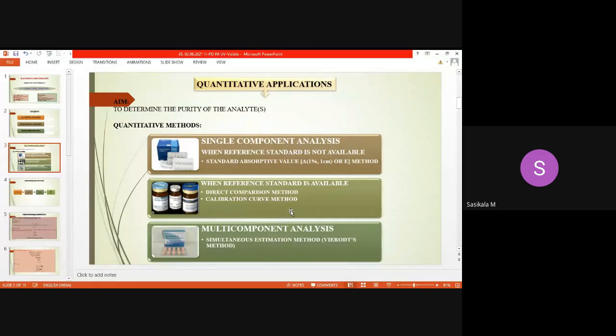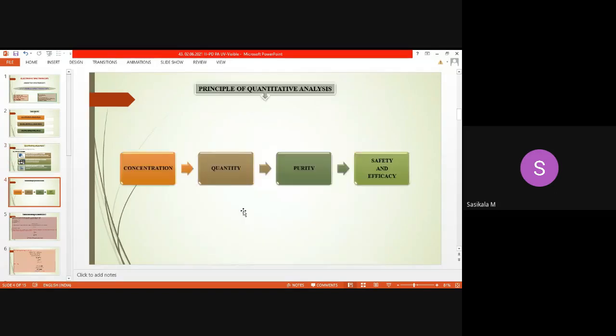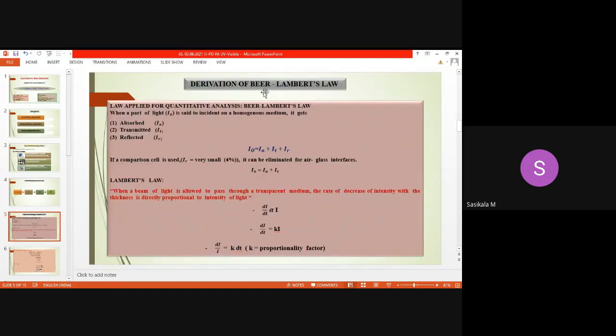Then if a combined dosage form is given, meaning your formulation has more than one ingredient, and you are asked to determine the quantity and purity of those ingredients, then you need to go with simultaneous estimation using Vierordt's method. And all these methods, single component and multi-component, in order to perform quantitative methods and calculate concentration, have to follow Beer-Lambert's law. Okay, all should meet the law that is called Beer-Lambert's law.